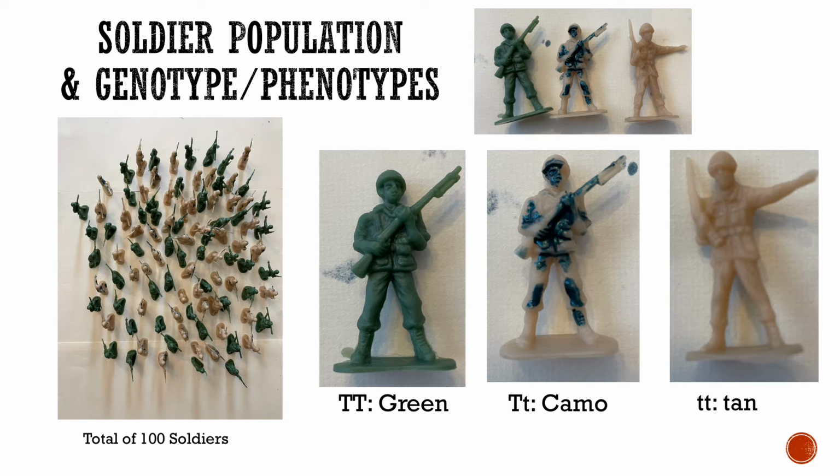There are 3 phenotypes and genotypes possible. We see here that we can have green soldiers who are big T big T, camel soldiers who are big T little t, or heterozygous, and tan soldiers who are little t little t.